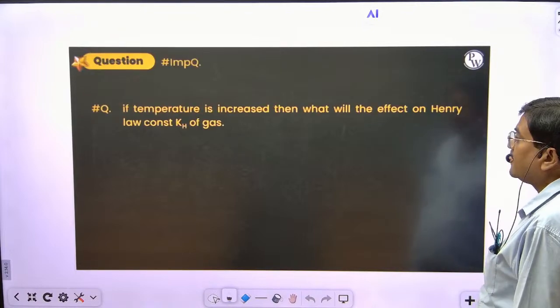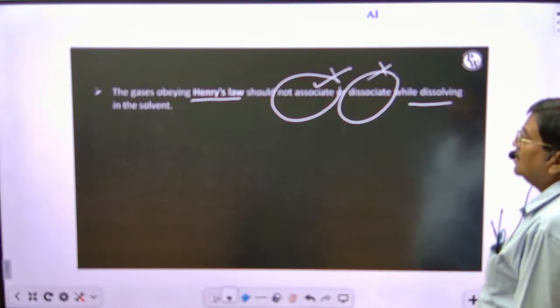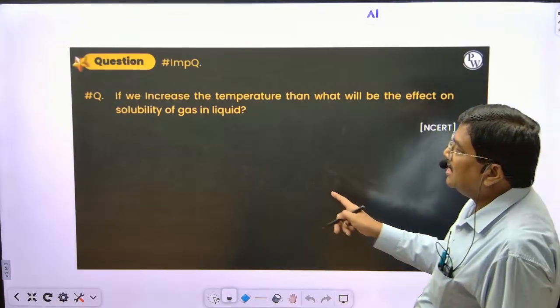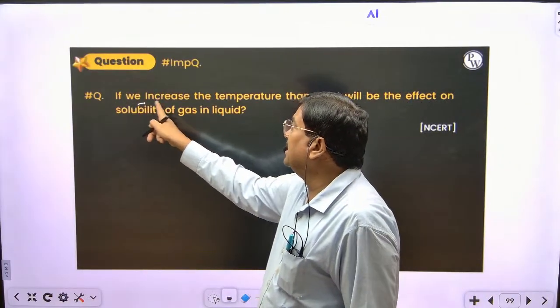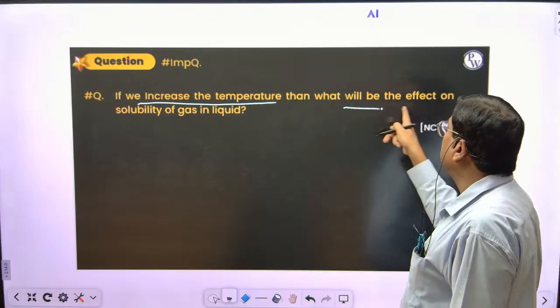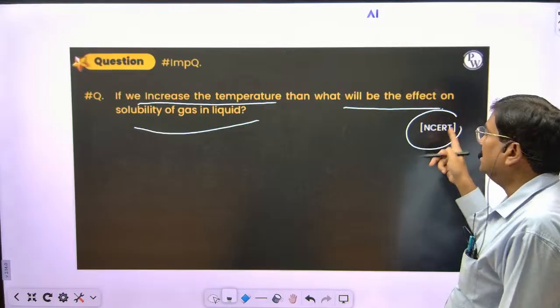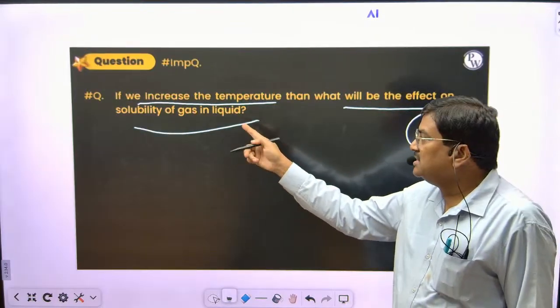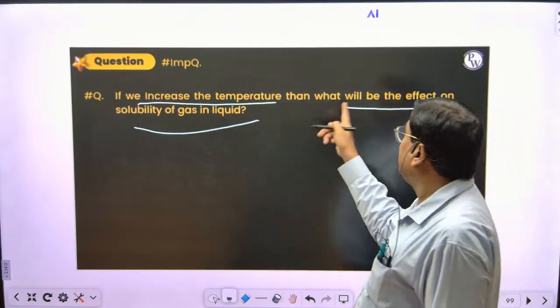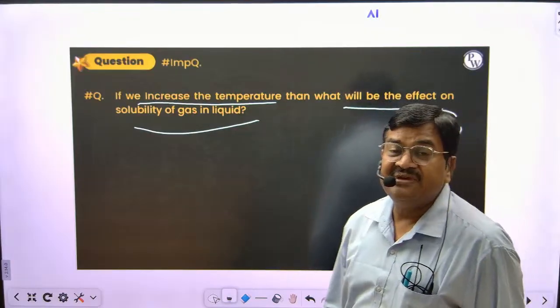Now see the next PPT. Now give the answer for it. If we increase the temperature, then what will be the effect on the solubility of a gas in a liquid? This has been given in NCERT. So check what answer you give. With increase in temperature, what will be the effect on the solubility of a gas in a liquid?